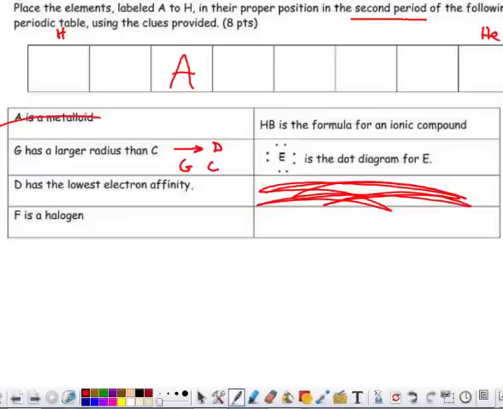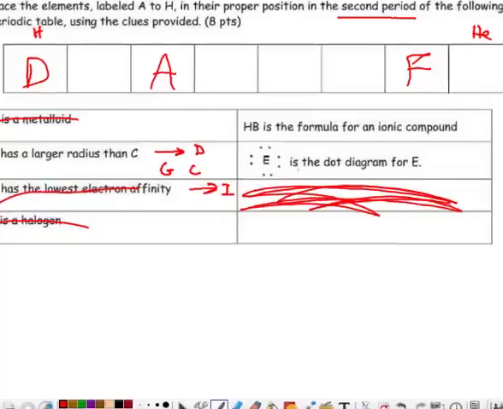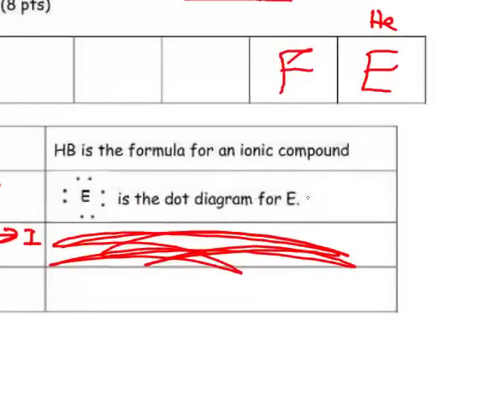D has the lowest electron affinity. Electron affinity has the same trend as ionization energy, increases going across, so the lowest is going to be the one all the way over there on the left. F is a halogen. Halogens are the second to last column. HB is a formula for an ionic compound. I'm going to come back to that one in a second. E is the dot diagram for E, so you can see it has its octet of dots, which makes E a noble gas.